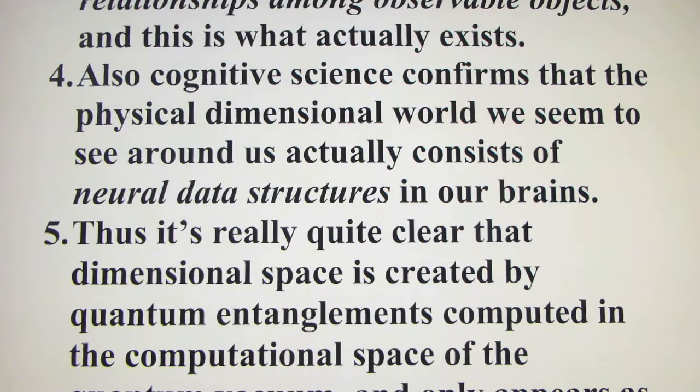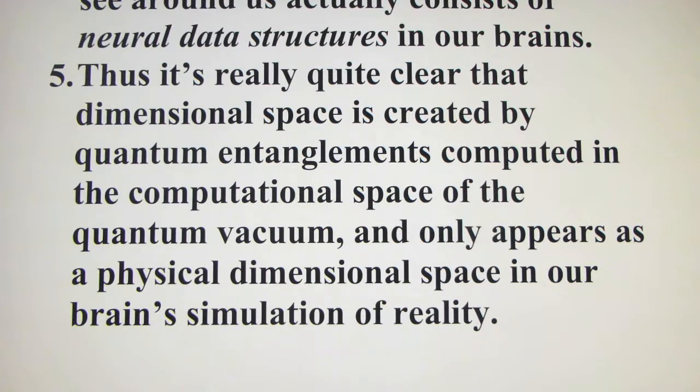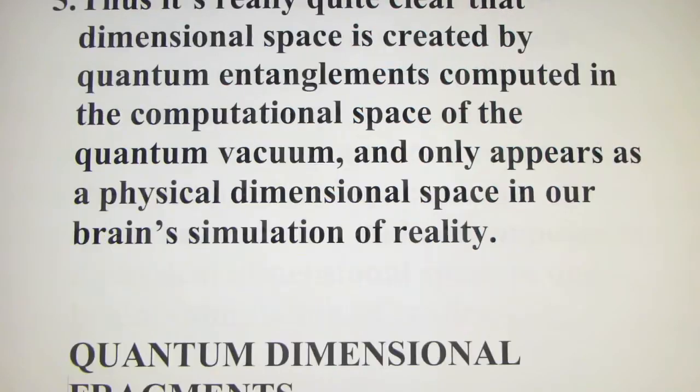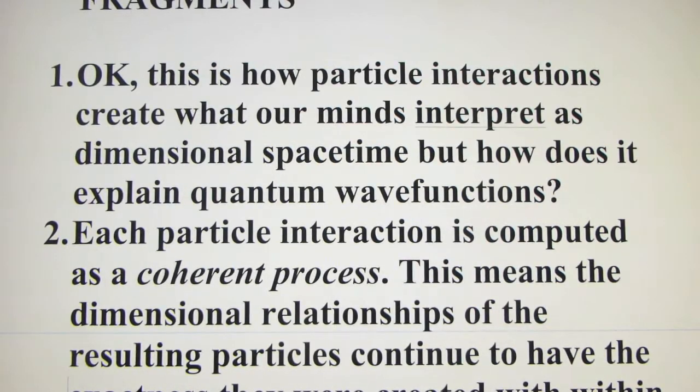Also, cognitive science confirms that the physical dimensional world we seem to see around us actually consists of neural data structures in our brains. Thus, it's really quite clear that dimensional space is created by quantum entanglements computed in the computational space of the quantum vacuum and only appears as a physical dimensional space in our brain's simulation of reality. Okay, this is how particle interactions create what our minds interpret as dimensional space-time. But how does it explain quantum wave functions?